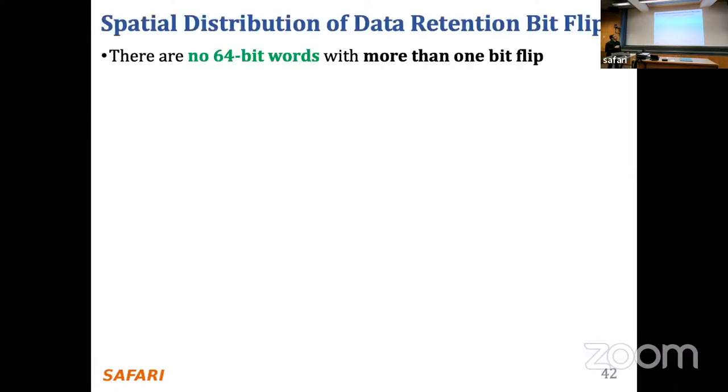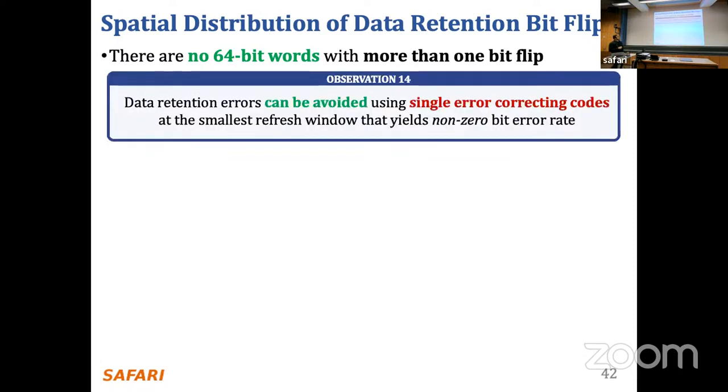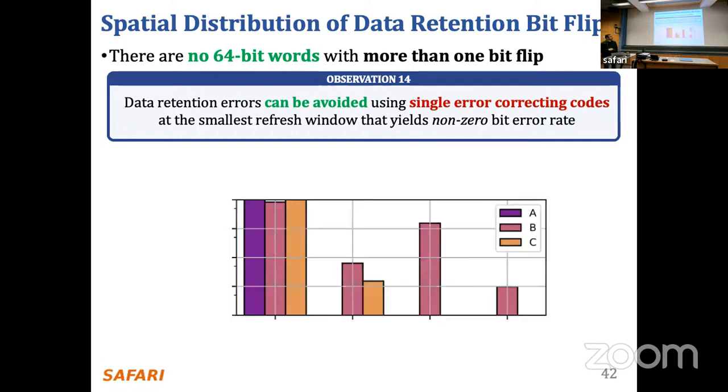Okay, so we look at the spatial distribution of the few data retention bit flips that we observe when there are no 64 ms violations, and we observe that there are no 64-bit words with more than one bit flip. What does this mean? It means that you can use a single error correcting code to fix all these bit flips, and you can just use the nominal refresh rate with ECC support.